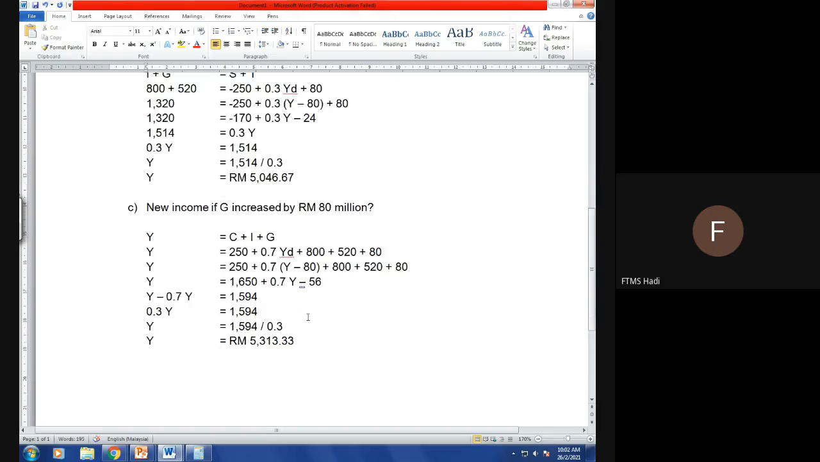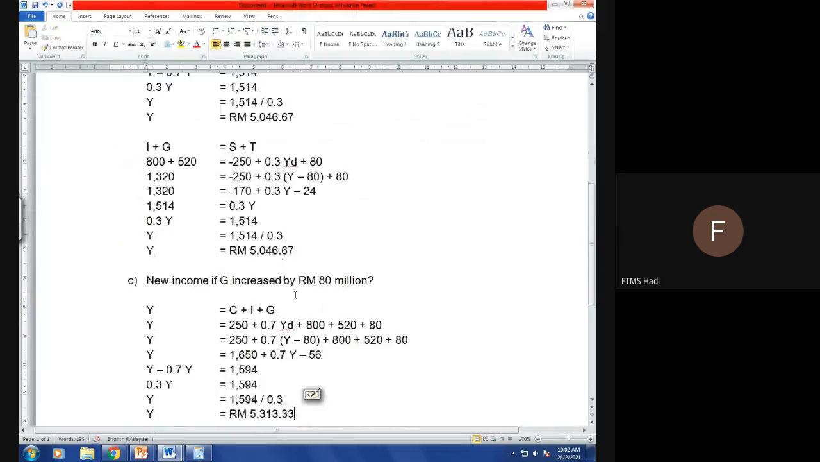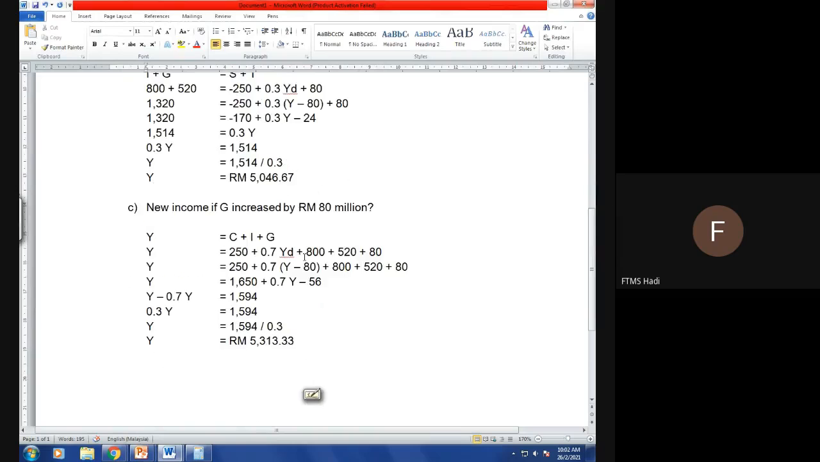Alright, let's compare with the previous question. Earlier it was question B. Let's have a look. National income equilibrium earlier was 5046, right? 5046. If government increases by 80 million, does the answer go up or down? It goes up. So that means when government spends more money, for example through transfer payments, like adding BRIM, BPN, BSH or whatever, income will increase. Income will rise, money will come into our hands. Yes, you see here there is a positive relationship, plus. So add more spending and then the income will increase.